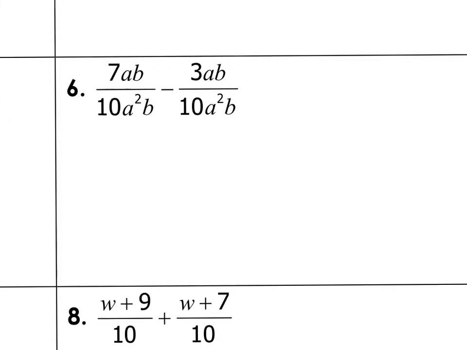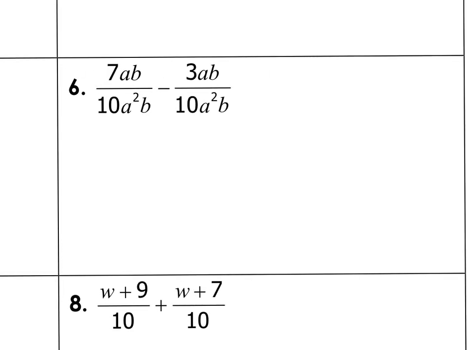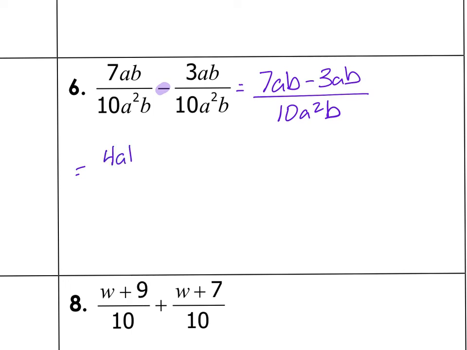So number 6 here. Okay, number 6. And again, I have a minus sign here. So I've got 7ab minus 3ab all over 10a squared b. So that gives me 7 minus 3 is 4ab all over 10a squared b.